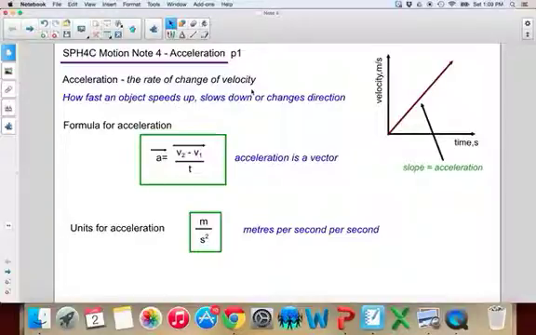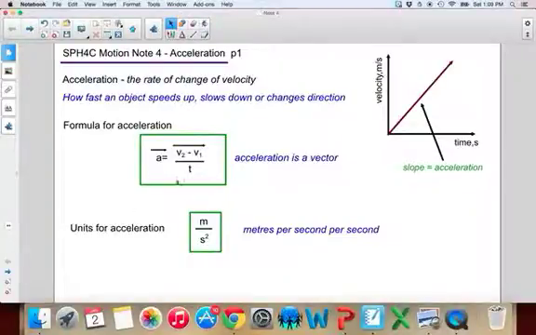Well, you know, the technical definition is rate of change of velocity. You might remember that rate of change refers to a slope. And we talked about that yesterday in the last lesson with the velocity time graphs, that the slope of a velocity time graph is acceleration. Okay? I think, from a principles point of view, what acceleration is, is how fast an object speeds up, slows down, or changes direction.